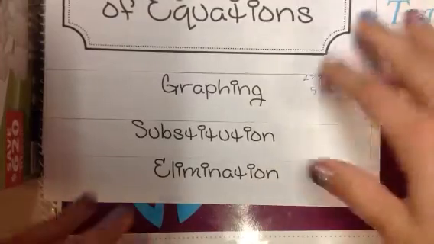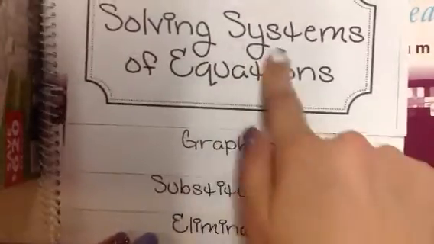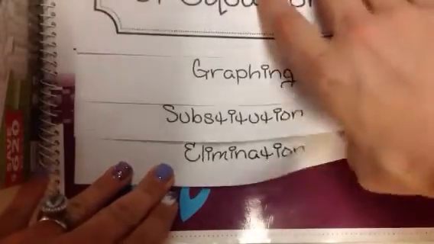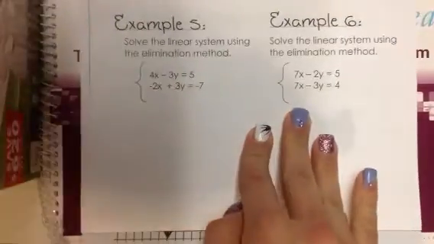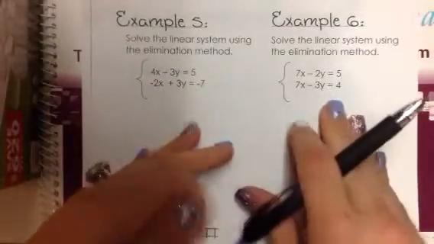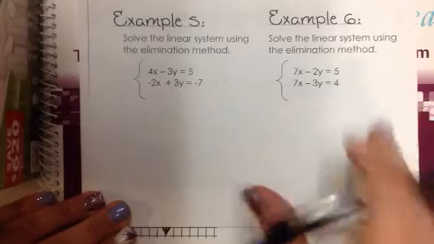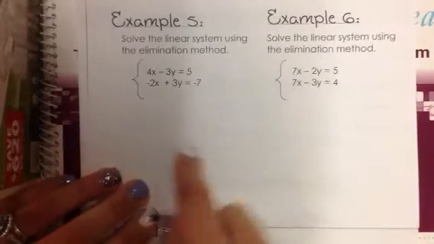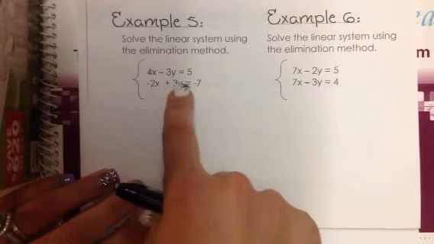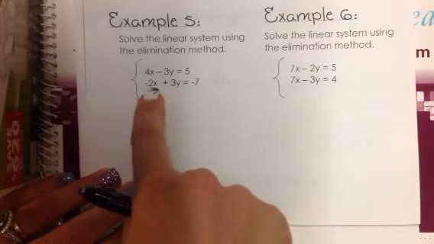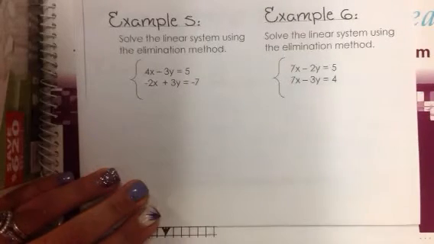In this video, we are going to solve by elimination. So we're still solving systems of equations, but this time we're going to do it by elimination. If you open up your foldable, you should see that example 5 says solve the linear system using the elimination method. And we are given 4x minus 3y equals 5 and negative 2x plus 3y equals negative 7.